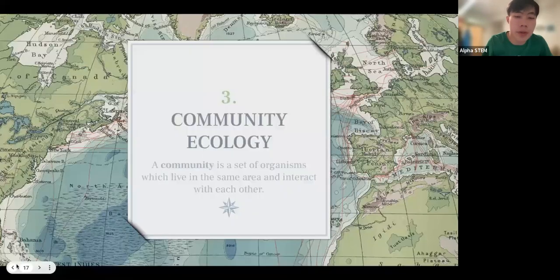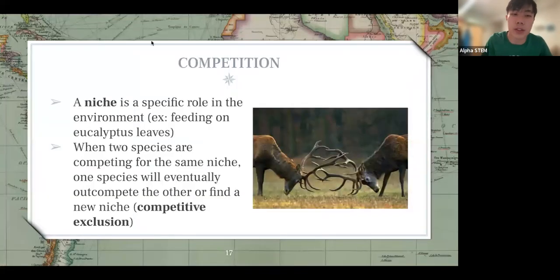So now we'll talk about communities, which are a set of organisms which live in the same area and interact with each other. We've basically been going up from smaller levels of organization to larger levels. We started with individual, then population, and now we're moving on to community, which is basically just a set of populations that interact with each other.